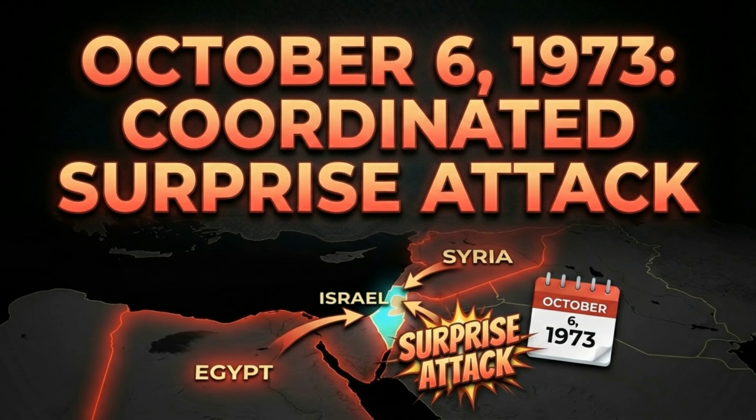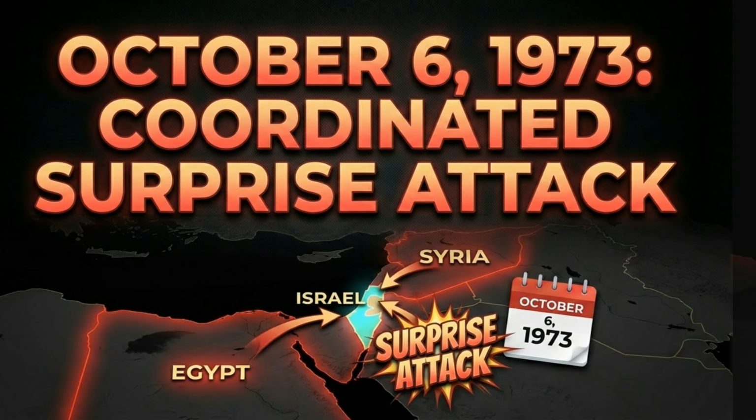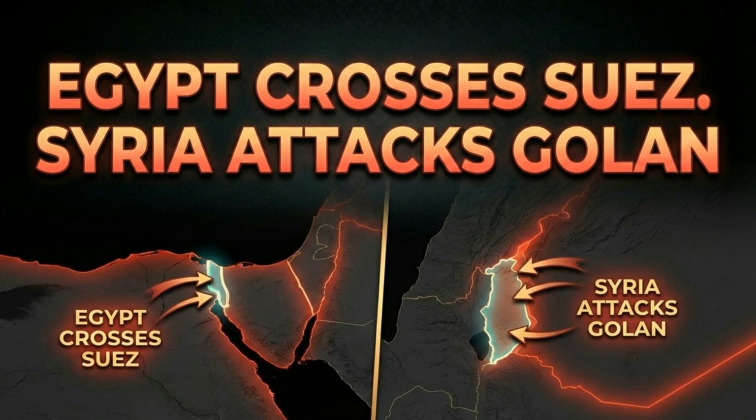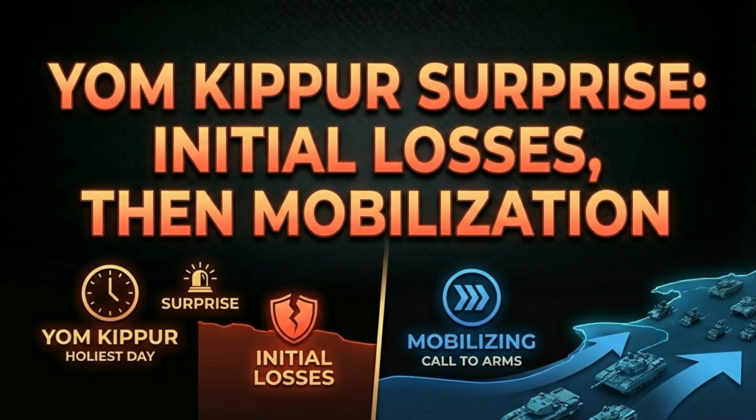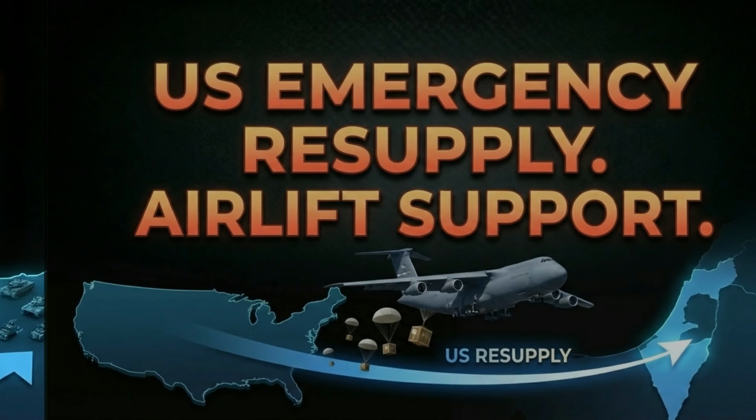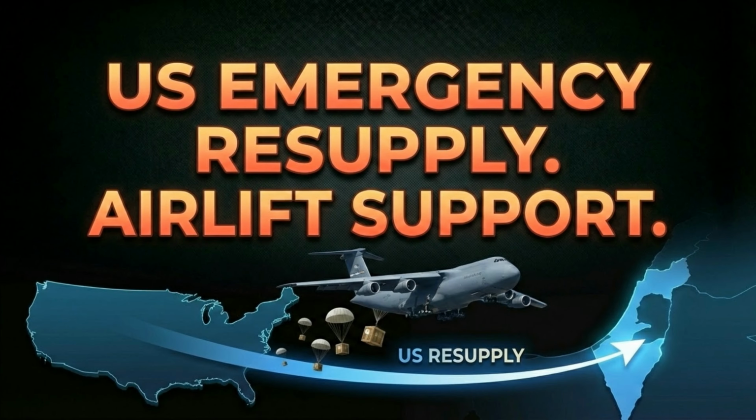On October 6, 1973, Egyptian and Syrian military forces launched a coordinated surprise attack on Israel. Egypt crossed the Suez Canal into the Israeli-held Sinai Peninsula. Syria attacked simultaneously on the Golan Heights. Israel, caught off guard on Yom Kippur, the holiest day of the Jewish calendar, suffered significant initial military losses before fully mobilizing. The United States provided emergency military resupply to Israel during the conflict, airlifting equipment and materiel to support the Israeli military effort.